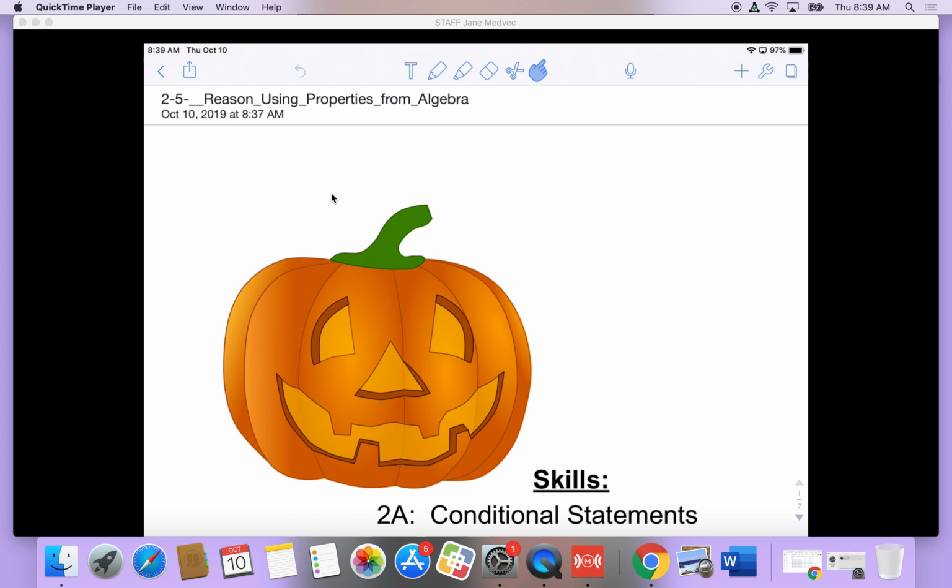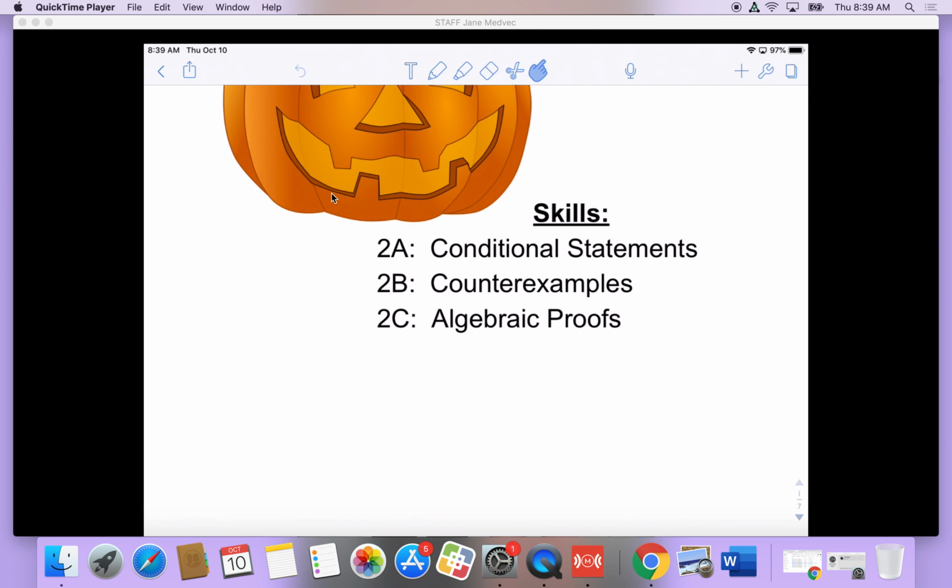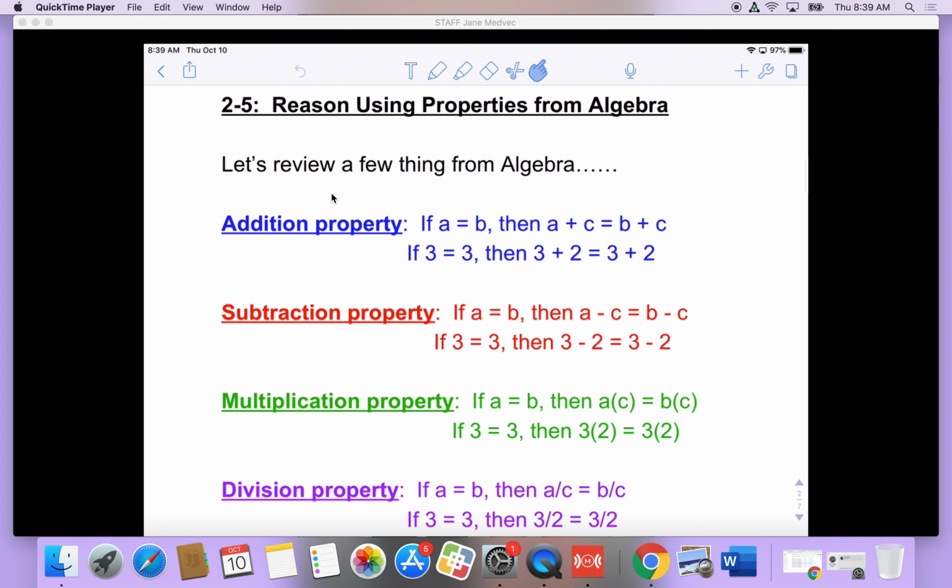Today we're going to continue with chapter 2. Again, 2A, 2B, 2C. We're going on to 2C, so we've had a quiz on 2A and 2B, and we're going to move on to that next skill. So we're going to review a little bit of our algebra, and if you remember this, you learned this in 7th and 8th grade. You might have seen some of it in 9th grade.